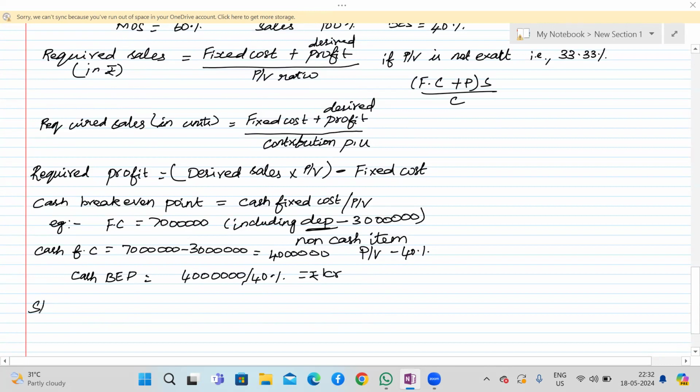Then we have a concept called shutdown sales, that is shutdown break-even point. That means even if I'm closing down the business, some fixed expenses won't reduce. So in that case, fixed cost minus shutdown cost divided by PV ratio will be my formula.